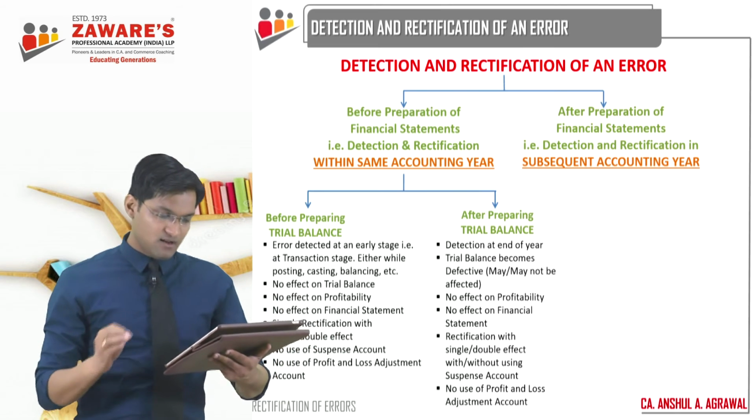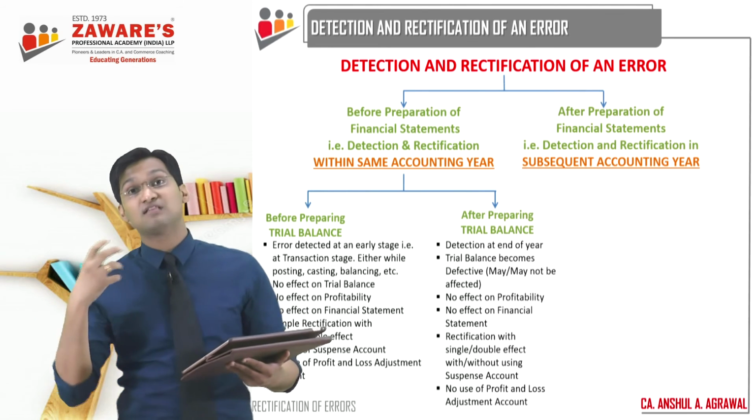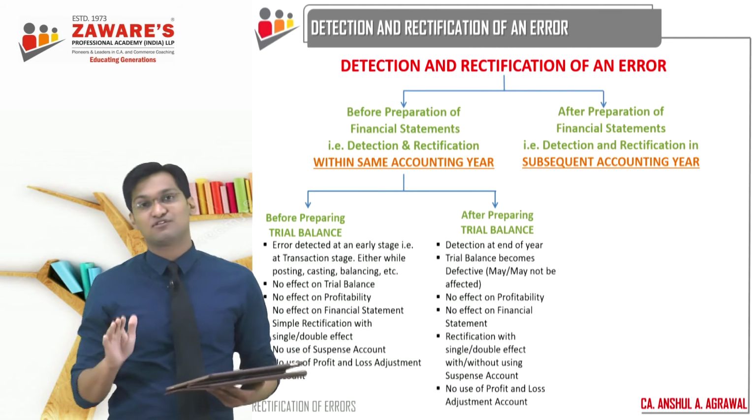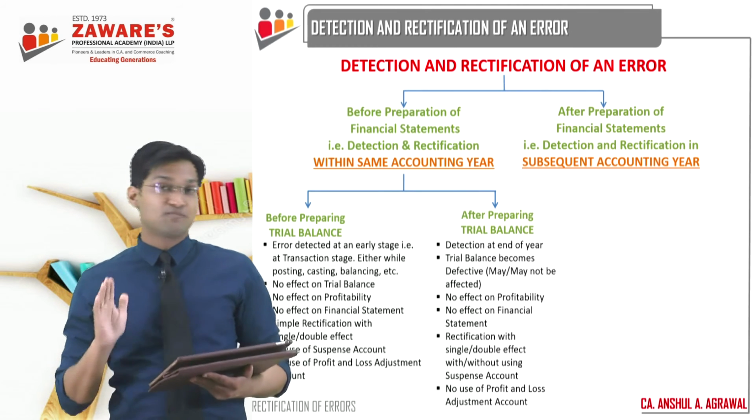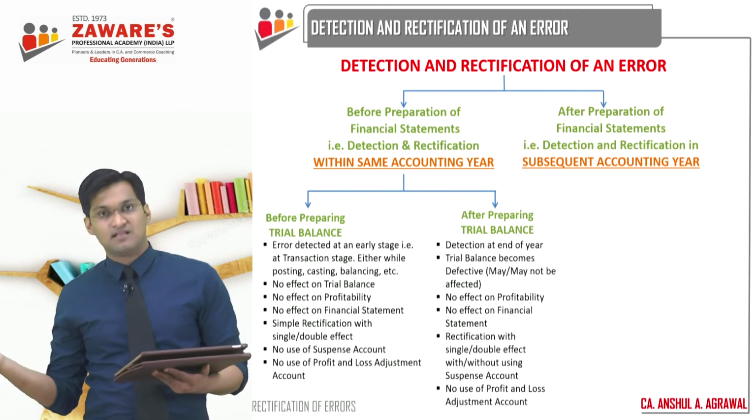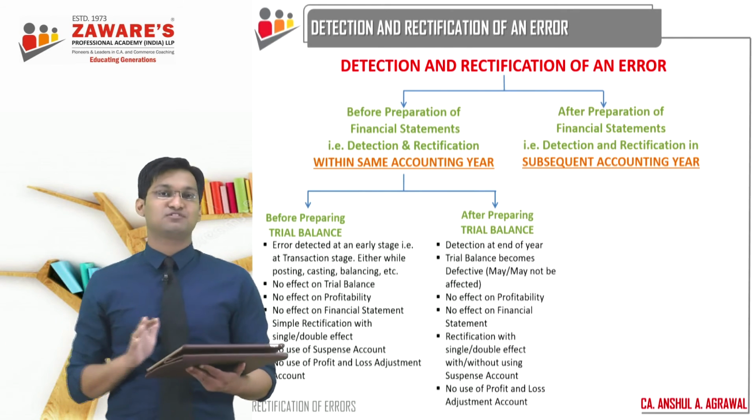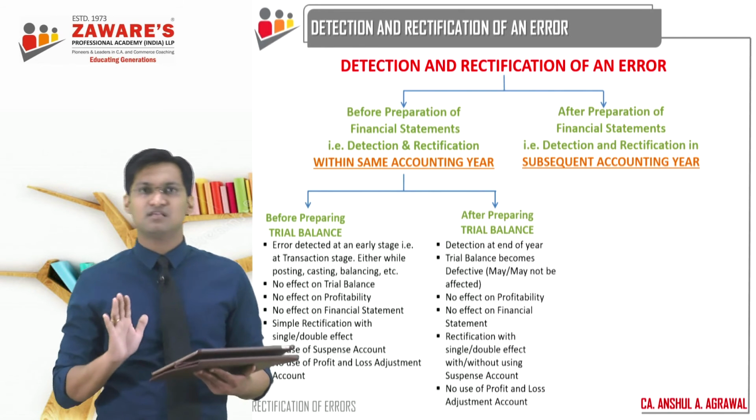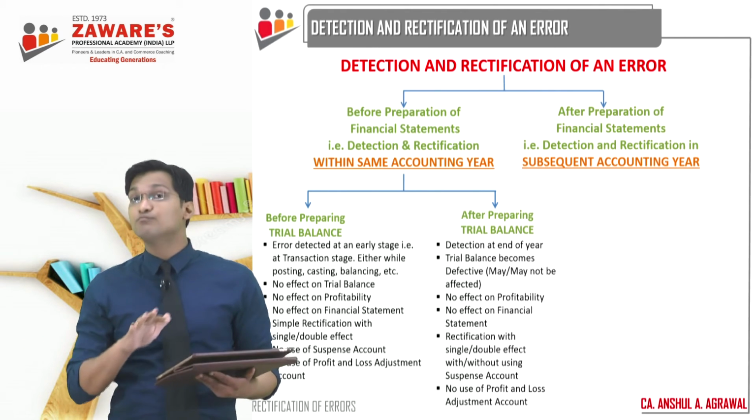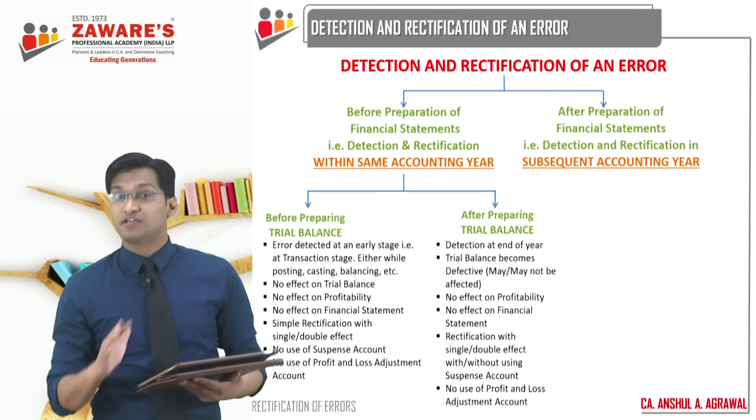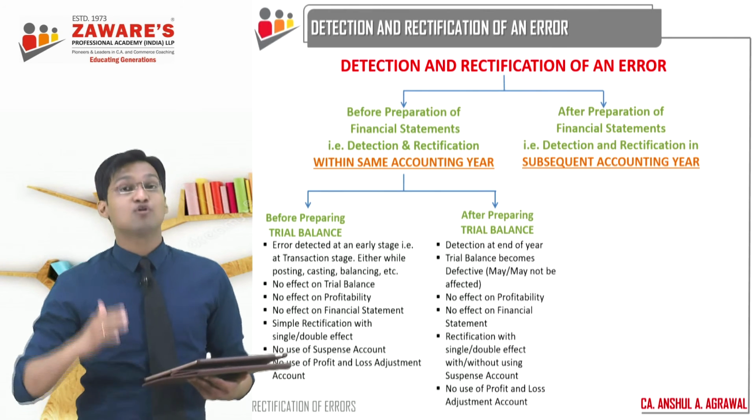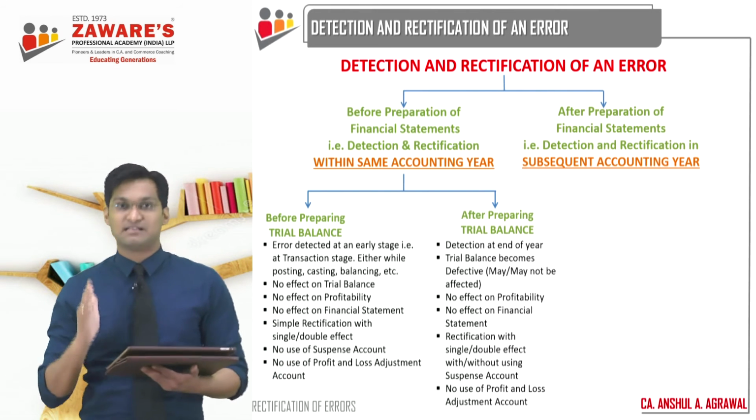Rectification can be done with single or double effect, with or without using suspense account, but there is no use of, again, profit and loss adjustment account. So please understand, if an error is located either at the incipient stage or after preparation of trial balance, rectification is still easy, no problem at all. You may or may not have to use suspense account, but in both the cases, the important thing is it's not affecting your profitability.